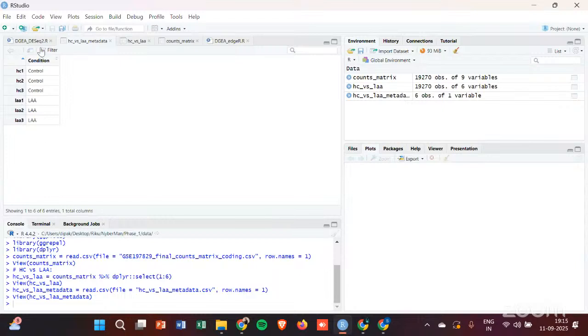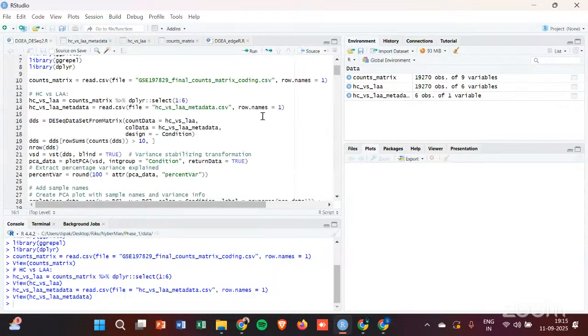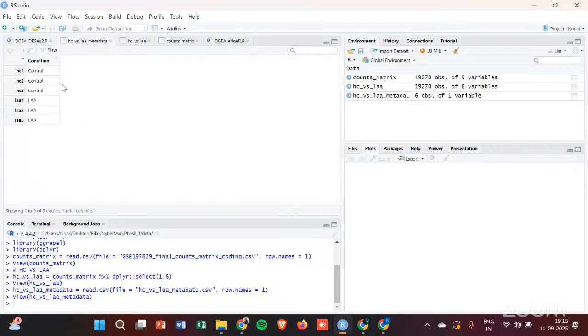Okay. So once you have loaded both of these, yes, this particular format is exactly what is needed for DESeq2. DESeq2 does not accept any other formats.